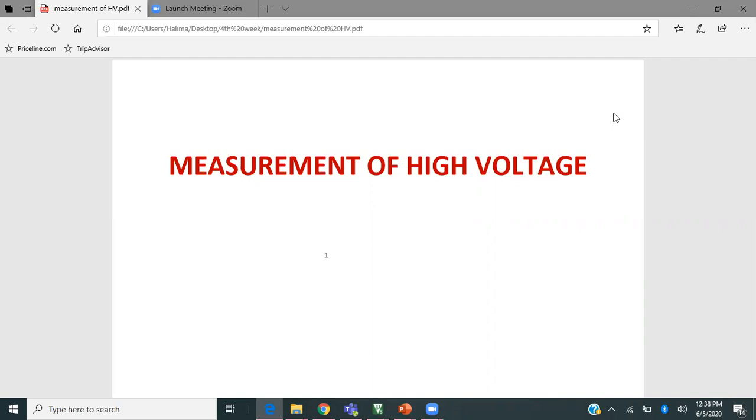Okay, our today's topic is regarding the measurement of the high voltage. Previously, we have discussed the generation of the different types of high voltage. There was the generation of power frequency high voltage, high frequency high voltage, and there was some DC voltage, or you can say there was some impulse voltage as well.